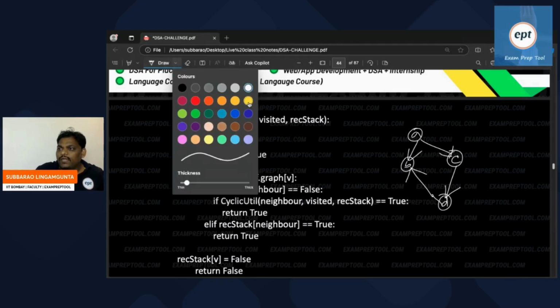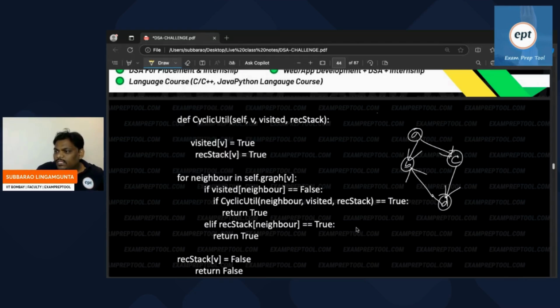One interesting fact you will get. See this one: the visited array and the stack. You start from anywhere. I am starting from A. In the visited array A is there, and in the stack also A is there. Afterwards, A's adjacent are two people. You can go anywhere. I will go here.